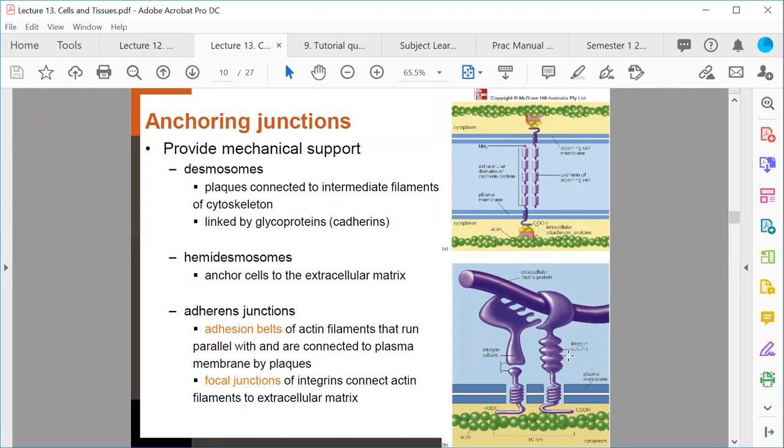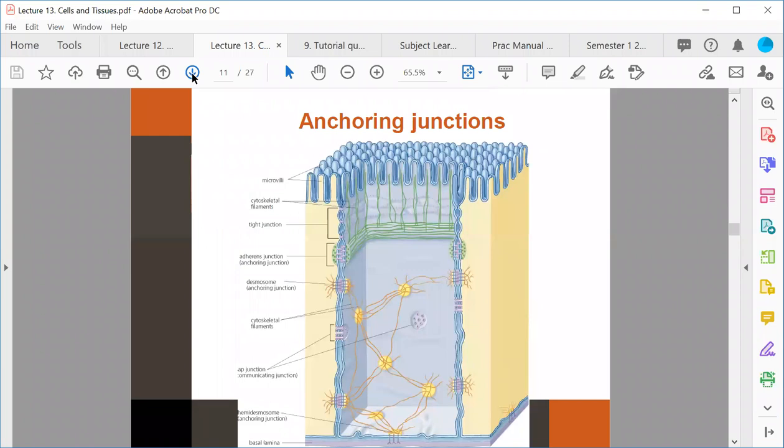Right, and here's another type of anchoring junction here. So in purple, we have the complex, the molecular complex of the junction. And in this case, it's anchoring this cell here to the extracellular matrix itself. Okay, and this part that you can see here, this is one of the proteins within the extracellular matrix. Okay, so we've seen those anchoring junctions here in this image.